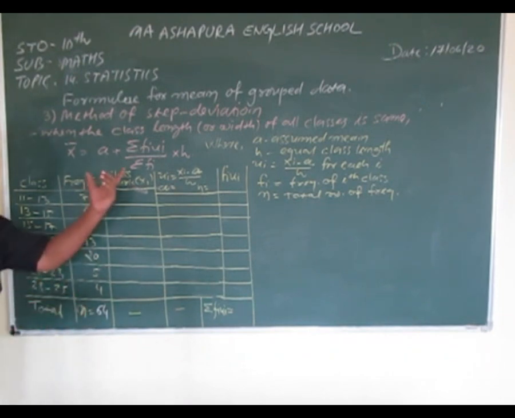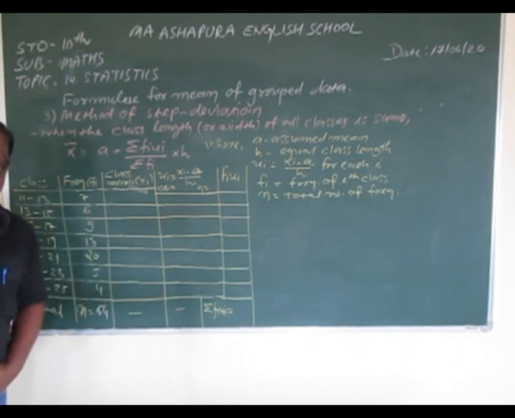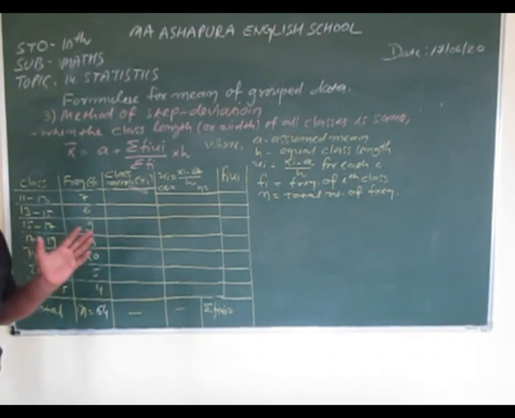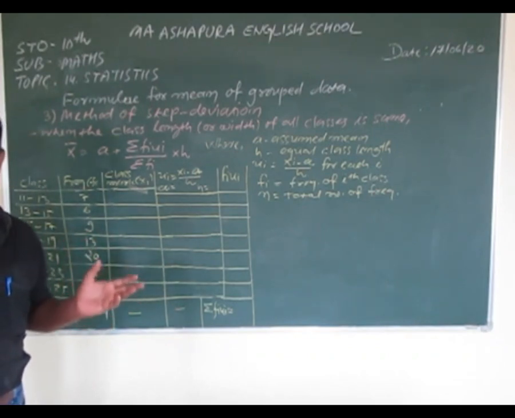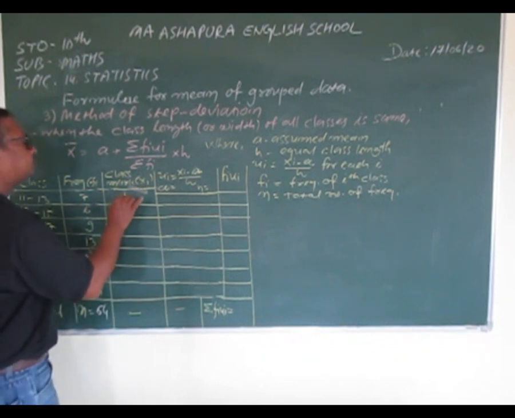Now, column number 3 represents the class mark xi. You understand very well what the class mark is. Class mark is also called the midpoint of the class. It's found with the help of the formula lower boundary plus upper boundary divided by 2, or the average of the lower and upper boundary. It's called the class mark. So now we try to find the class mark orally. 11 plus 13 is equal to 24, and half of 24 is equal to 12.